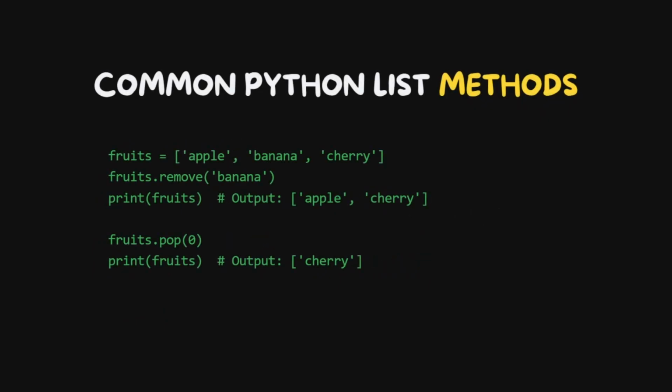And next is remove, which deletes a specific element. So here the list is apple, banana and cherry. We will remove banana so that the output should look like apple and cherry. This is the output of it.